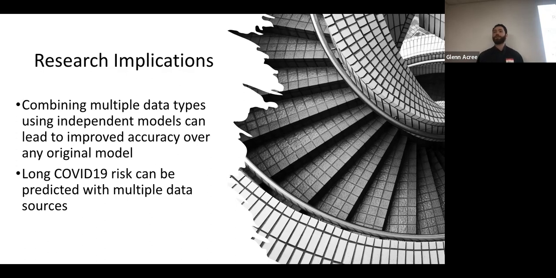So no matter what type of data you have available, we can still feed it to this method and it'll spit out a result. And that's really nice. And of course, the more types of data you have, the better your result is. That's good. And the last thing is long COVID-19 risk can be predicted with multiple data sources with improved accuracy, which is really helpful just for us in the medical field to see what we want to look for overall when looking at long COVID diagnosis.